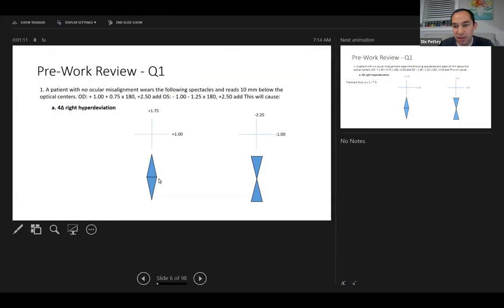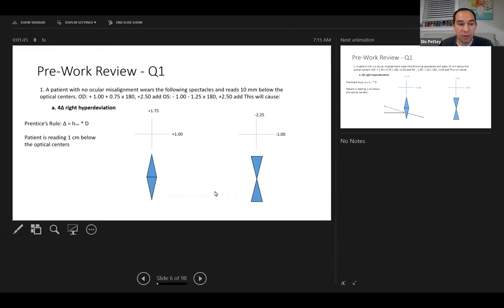A plus lens, I kind of think of it like this, where you're putting basically two triangles bottom to bottom. I like to think of it that way because then I know that if I'm moving 10 millimeters down from the center, then I'm going to have base up prism, if I'm talking about the right lens. If I'm talking about the left lens, I'm going to be adding base down prism.